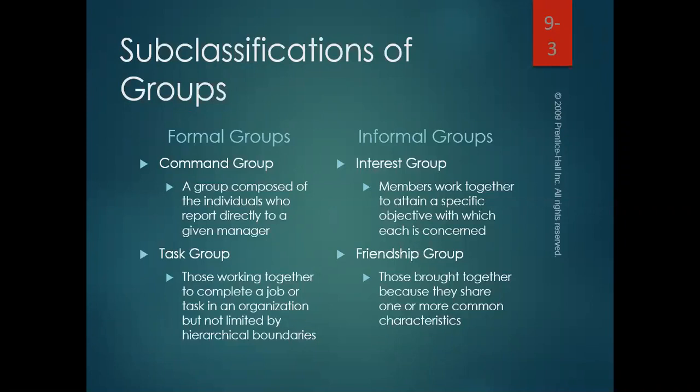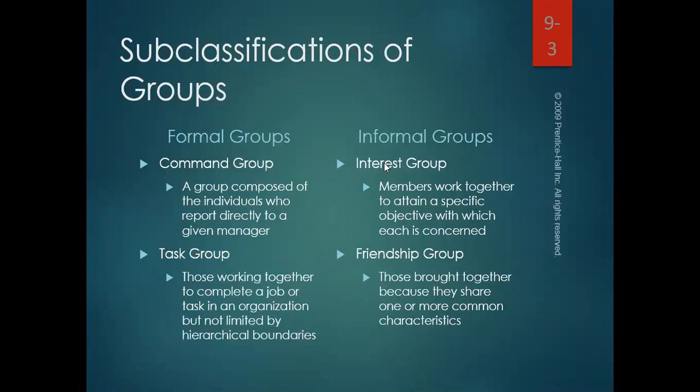Then an informal group is an interest group, the members who come together to attain a specific objective with which each is concerned. Friendship groups are those brought together because they share one or more common characteristics. So this makes the informal groups. They have their own interests, their own background, their own common characteristics. So these are the aspects that can make the informal groups.